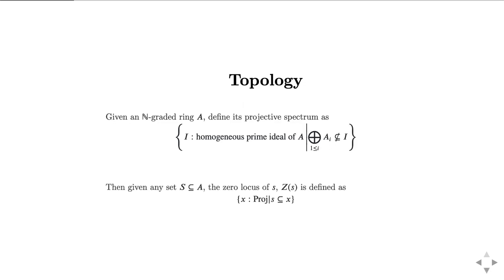And then, given any set S that is a subset of this graded ring A, the zero locus of this S is just all the relevant homogeneous prime ideals that contain S.